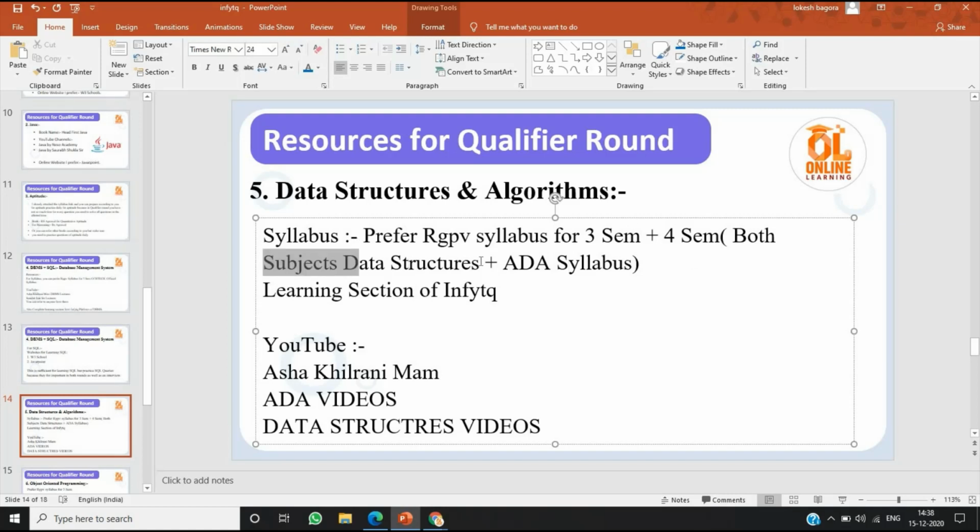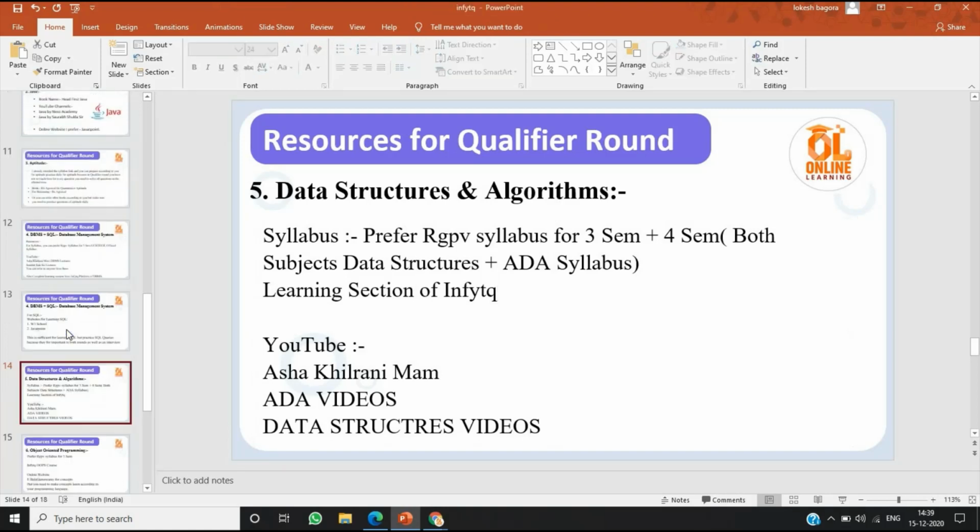You can see that I prefer the data structure plus analysis and design of algorithms, ADA, syllabus. And I also completed the learning section of Infytq, because it is very important to complete the learning section. I also prefer YouTube channels like Asha Kilrani ma'am's videos, ADA videos and data structure videos, because she made different playlists on ADA and data structure. So I also completed both video series and this section. So these are very important for the data structure and algorithms section.